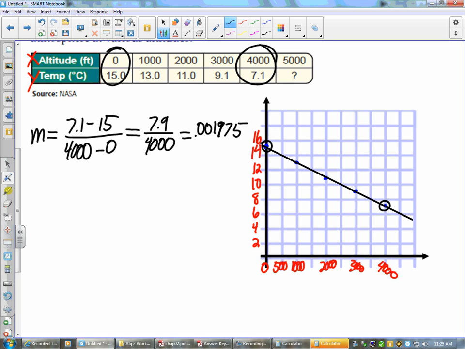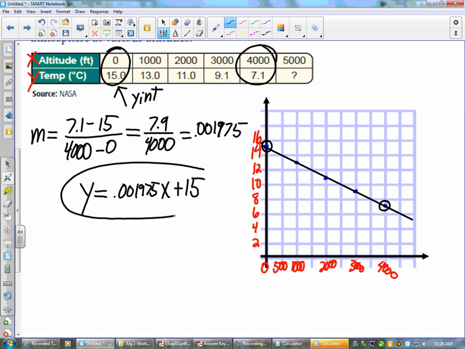Once I have my slope, remember I just need to use a point for my equation. It just so happens that I have my y-intercept. So in that case, I can write an equation in slope-intercept form saying y equals, my slope is 0.001975 x plus 15. And now I have an equation of that best fit.